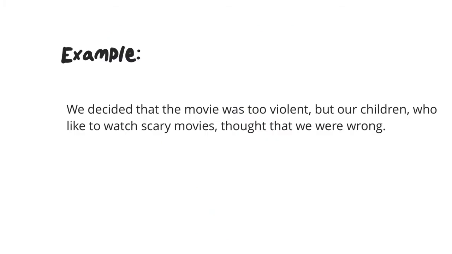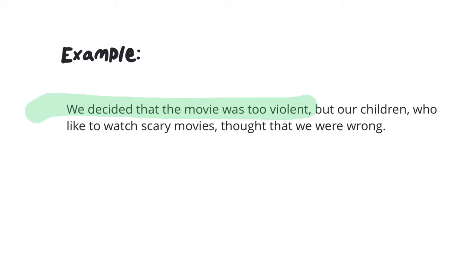Let's look at this example. We decided that the movie was too violent, but our children, who like to watch scary movies, thought that we were wrong. The first independent clause is very easy to identify. We decided that the movie was too violent.